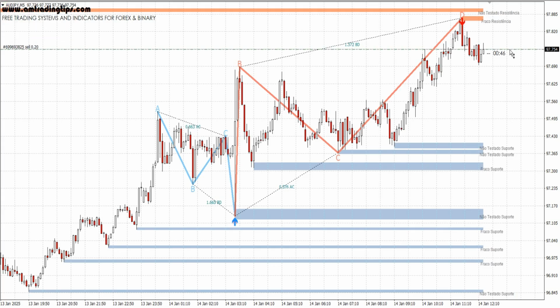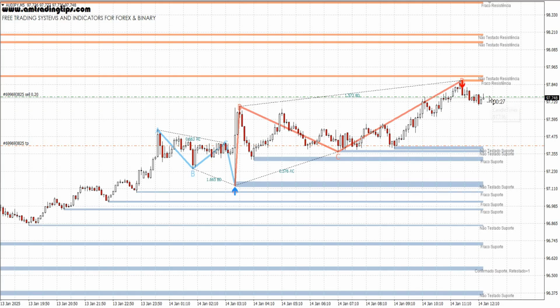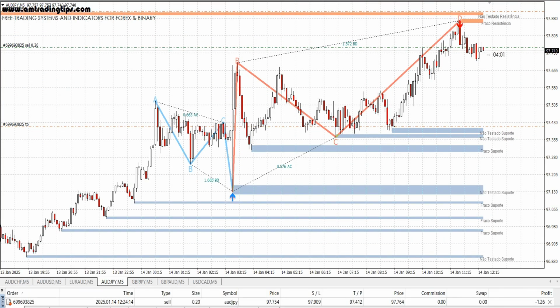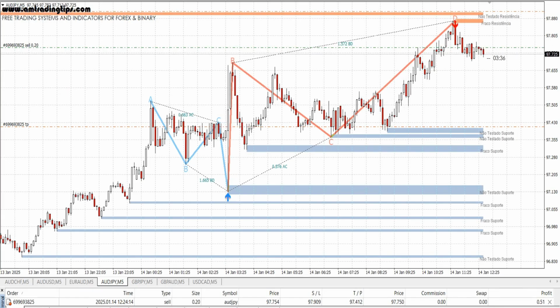All right, traders. We've just received a sell signal from the ABCD chart pattern. Let's quickly place a sell trade and set up the following levels. Take profit at the support level near the S wave of the ABCD pattern. Stop loss above the previous swing high to manage risk. Now, let's wait and see how this trade performs.